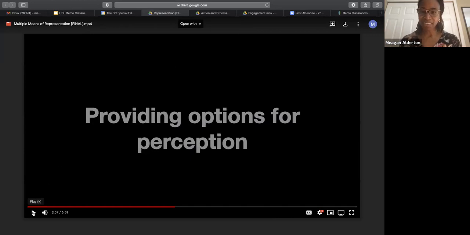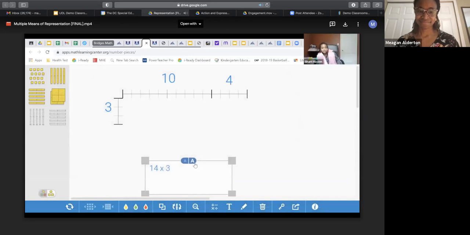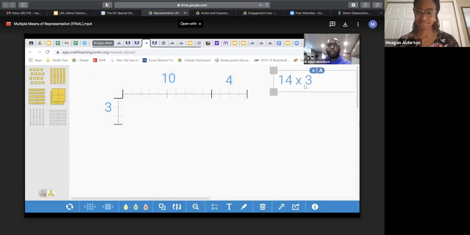All right, moving on. 10 plus 4 would equals 13, and then I did times 3. Great job. Good. So my area model represents 14 times 3, because 10 plus 4 is 14, times our width, which is 3.